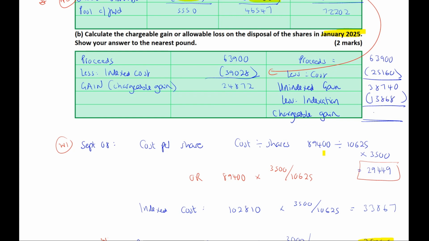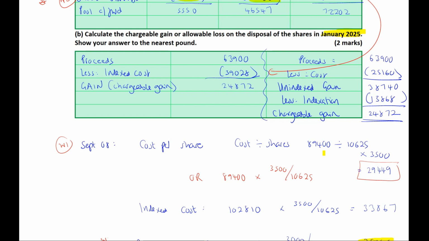The overall result is going to be exactly the same, but I can't allow that final gain figure to show as a minus. We can't have indexation creating a loss. We can't have indexation increasing a loss. So it's the longer way round if you end up with a chargeable loss instead of a gain.